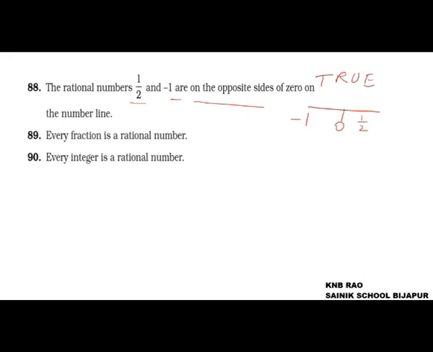Next, 88th question. Every fraction is a rational number. It is true. But vice versa need not be true. Every integer is a rational number. It is also true.